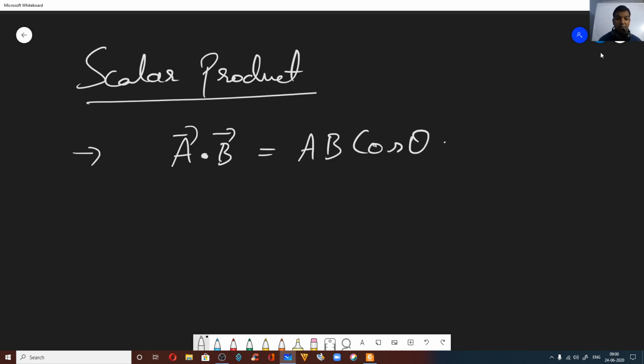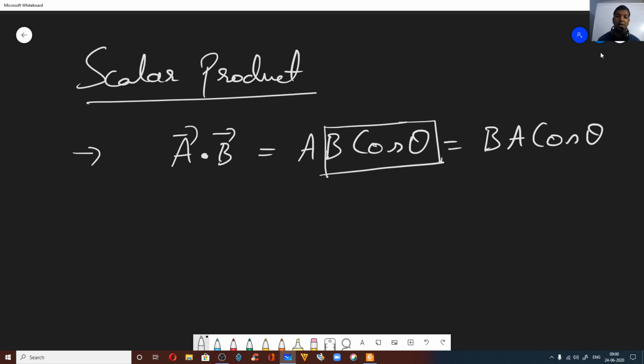Mathematically, this is also ba cos theta. You can treat it as multiplication of the magnitude of a with the projection of b onto a, otherwise b multiplied with the projection of a onto b. Okay, so like that.